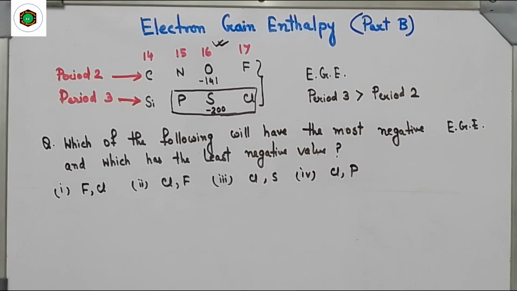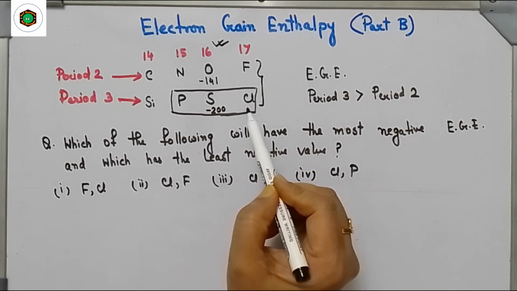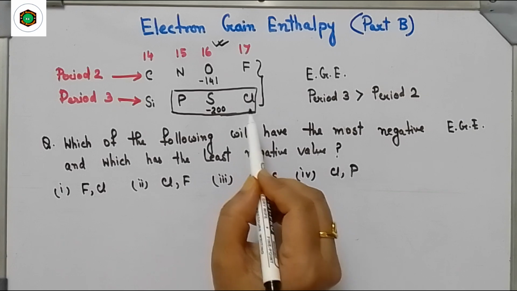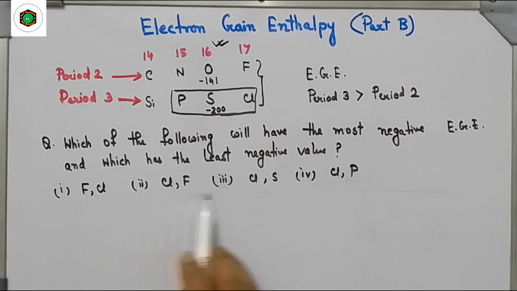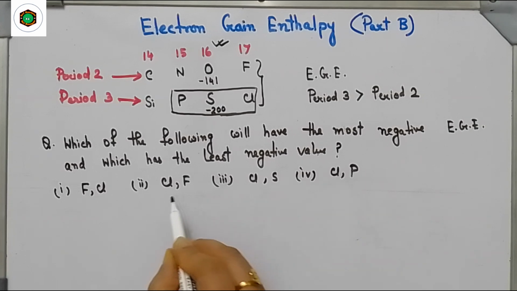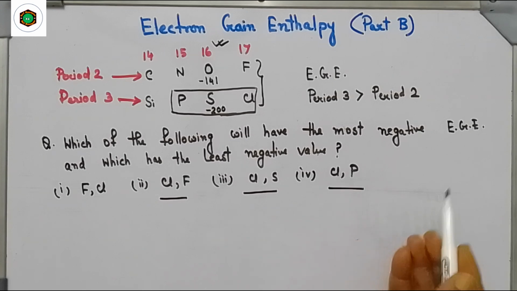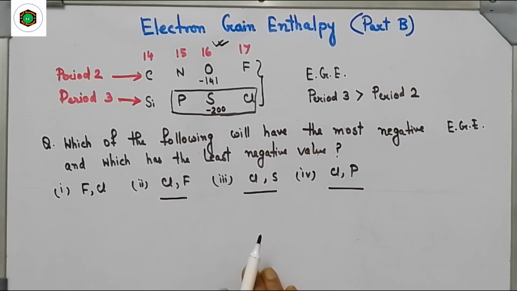Now see here: which of the following will have the most negative electron gain enthalpy and which has the least negative value? Four options are there. Now we have seen Cl has the most negative electron gain enthalpy. So in each option Cl is there, so it should have the most negative value. So maybe your answer is 2, 3 or 4. Now which one has the least negative value?